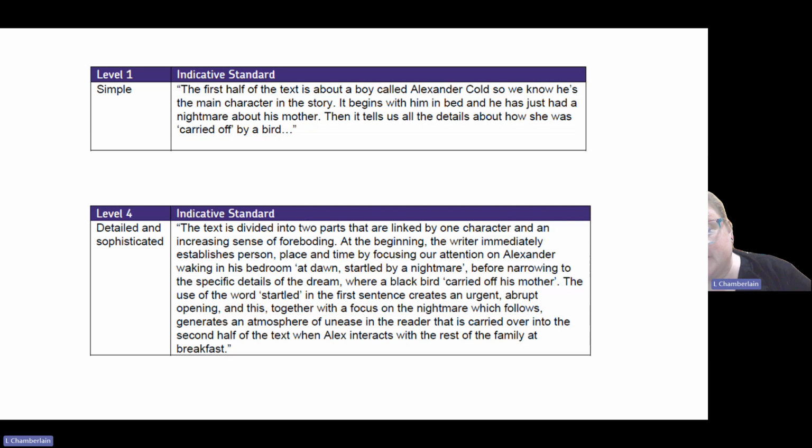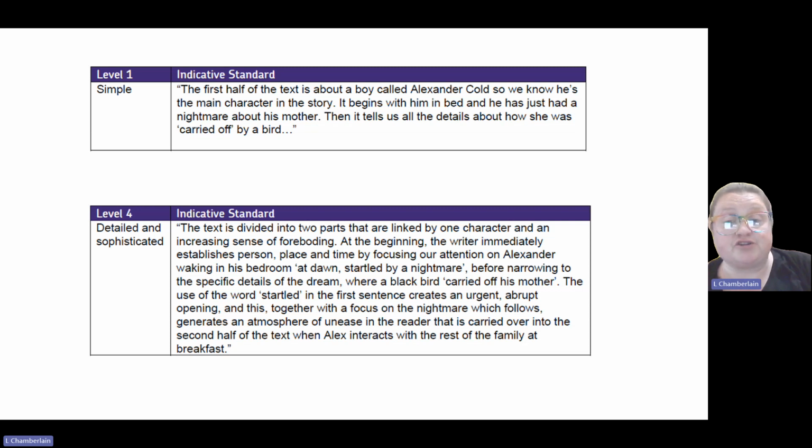So this second example is going to give you an example of a level 4 commentary. Here, the opening sentence presents an overview of the whole source. The text is divided into 2 parts that are clearly linked by one character and creating an increasing sense of foreboding, before then moving on to analyse some specific examples of structure to support their point of view.